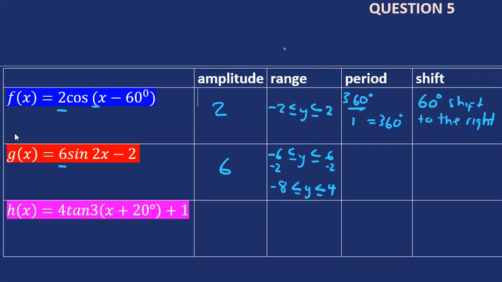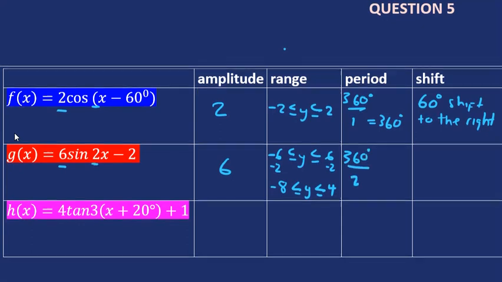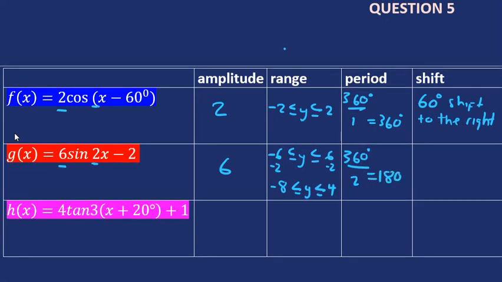What about the period? The normal period of a sine function is 360 degrees, and the coefficient of x is 2. So we divide by 2, and we'll find the period is 180. And of course, when it comes to the shift, we know the shift is minus 2, so we can say 2 units down.